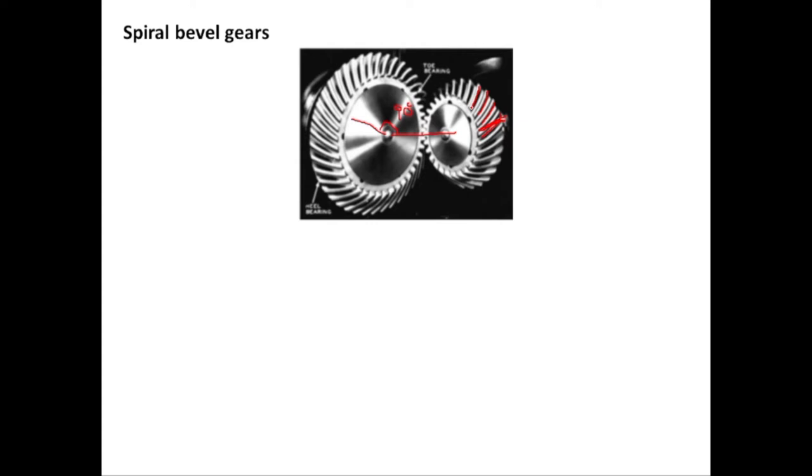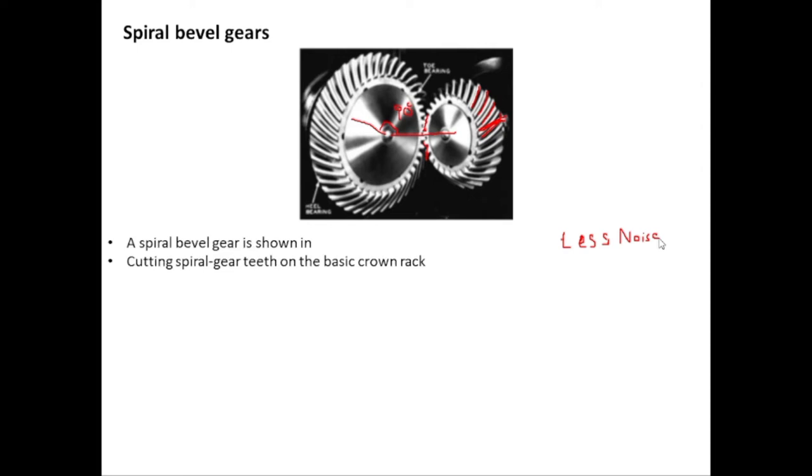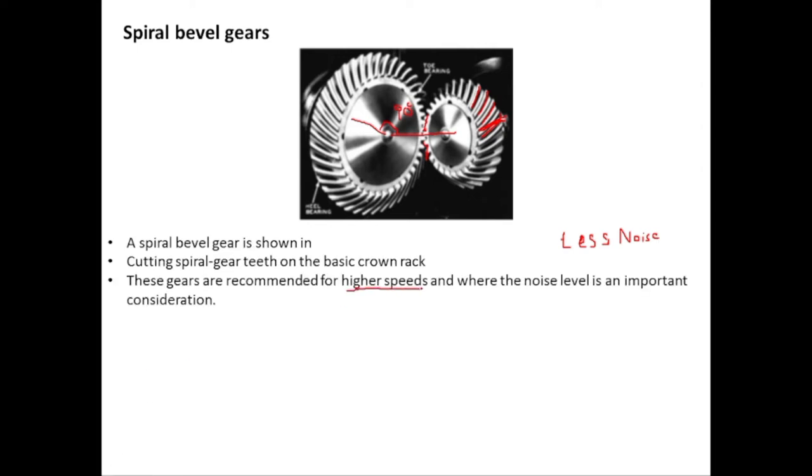Here is one important point about this spiral bevel gear: at the start the contact is point contact, but gradually it increases to line contact, so it is less noisy. Whenever noise is taken into account, spiral bevel gear should be used instead of straight bevel gear. So spiral bevel gears are used for higher speed and less noise. Spiral bevel gear is the counterpart of helical gears.